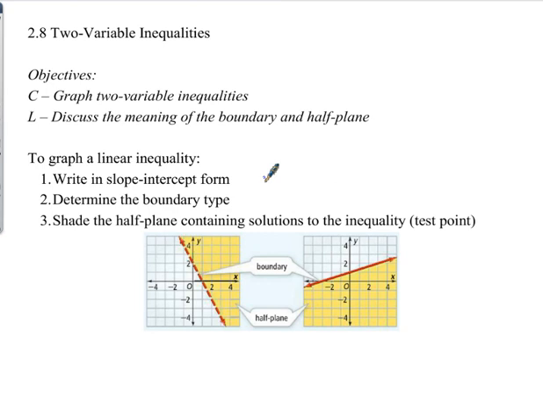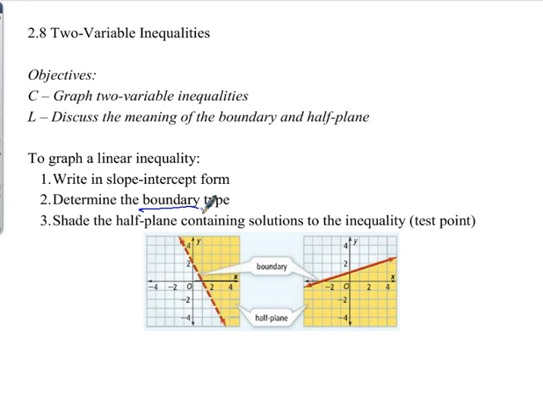And of course, the usual rule that we have to watch out for with inequalities is when you multiply or divide by a negative number. That flips the symbol. So remember that, because those pop up too. Once you have your inequality written in slope-intercept form, then determine the boundary type.